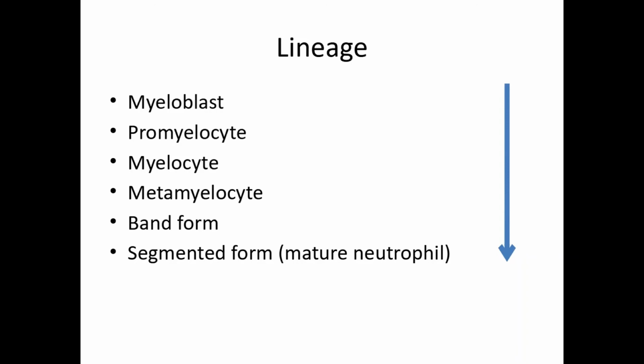A common mistake that students make is that the second stage, the promyelocyte, they call it promyeloblast. So remember, the blast suffix is there for only one cell in the lineage, that is myeloblast.